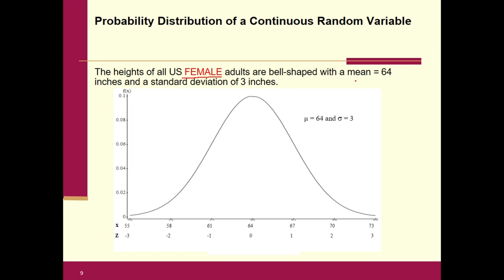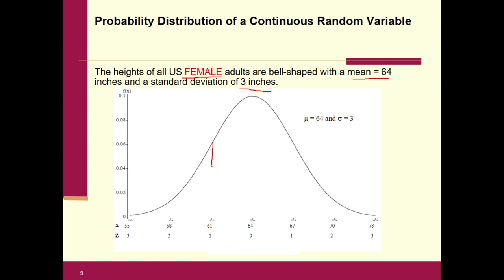Now what's going to happen is that the mean is going to change. In general, when we go from males to females, the females are going to be a little shorter, okay? So the mean is no longer 70. It's going to be maybe 64. And the standard deviation maybe is going to change, and we'll say that the standard deviation now is 3, so sigma is 3. So we have mu is equal to 64 and sigma is equal to 3.